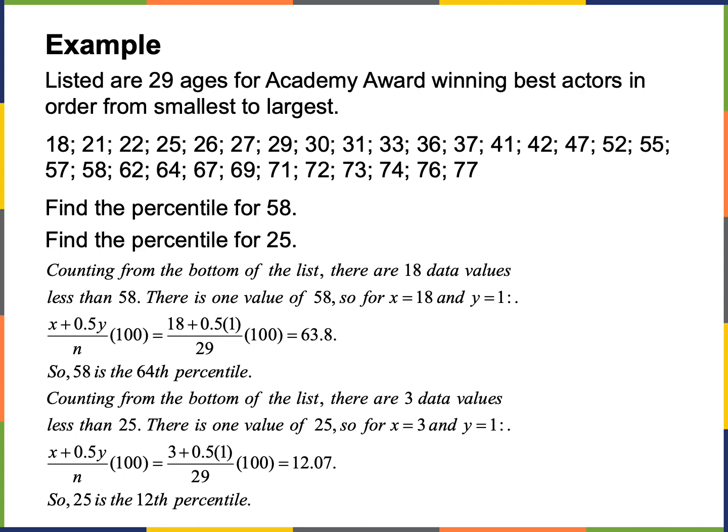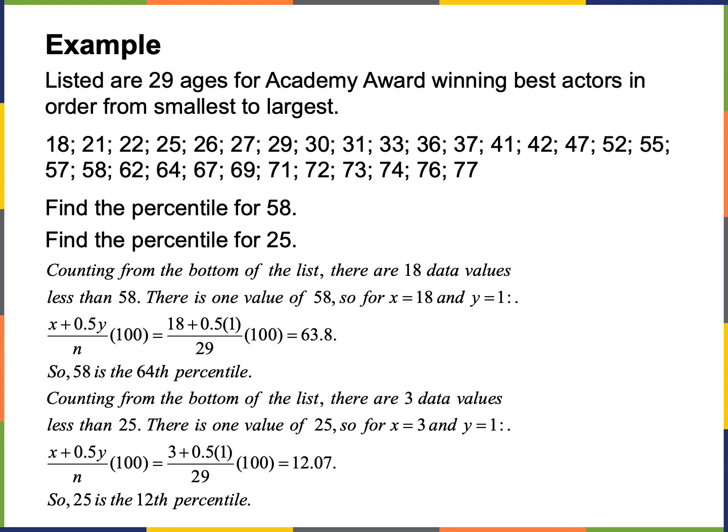Now let's do the percentile for data value number 25. Here it is, 25. So what is X? How many numbers are there from the beginning of the list to right before 25? 1, 2, 3. So my X is 3. Does 25 repeat? And if so, how many times? No, it does not. It only occurs once. So Y is 1. Then we plug those in.